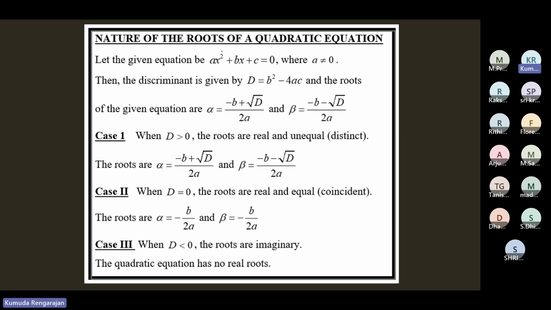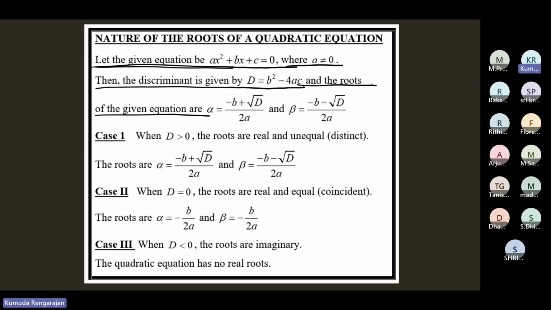So you can see here. Let the given quadratic equation be ax square plus bx plus c is equal to 0, where a is not equal to 0. Then the discriminant is given by d is equal to b square minus 4ac. This is the conclusion. And the roots of the given quadratic equation, you know that alpha and beta are the two roots. We have seen in the chapter polynomials.